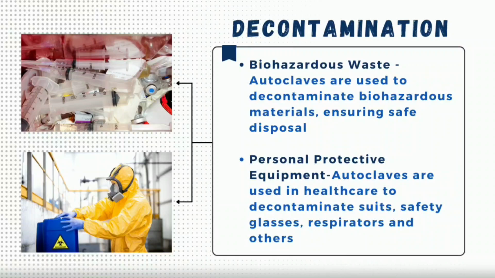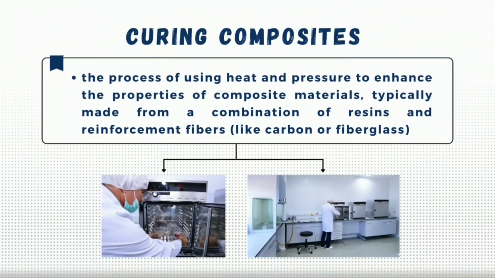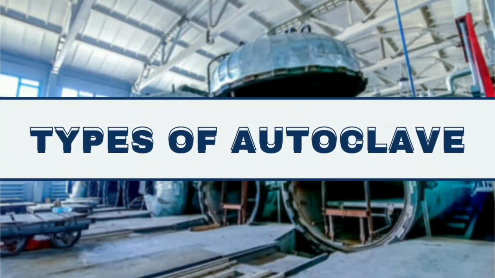Additionally, autoclaving is a highly effective method for decontaminating biohazardous waste, such as laboratory cultures, medical waste, biological samples, and contaminated equipment such as healthcare suits, safety glasses, and respirators. It is also important in material testing to test the durability of materials, and in curing composites to enhance the properties of composite materials. Types of autoclave.